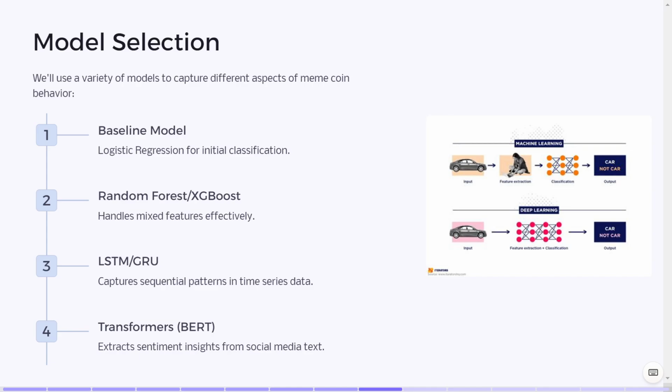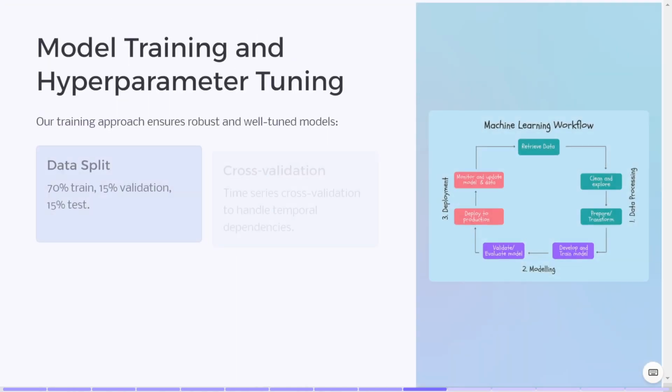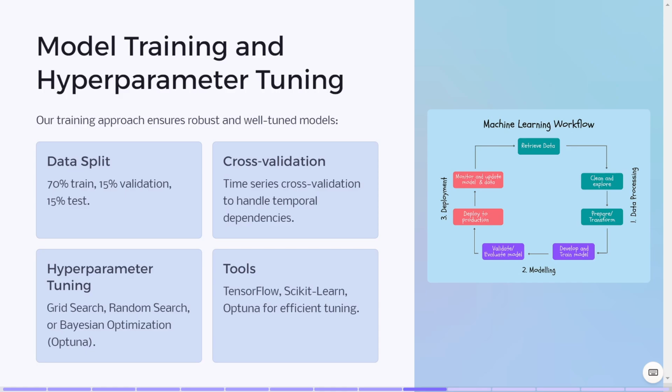Once we selected our models, the next step was training and fine-tuning them. We split the data set into 3 parts: 70% for training, 15% for validation, and 15% for testing. Since meme coin prices follow time-dependent patterns, we used time series cross-validation rather than a random split. This approach ensured that our model was tested on unseen future data, providing a realistic evaluation of its performance.